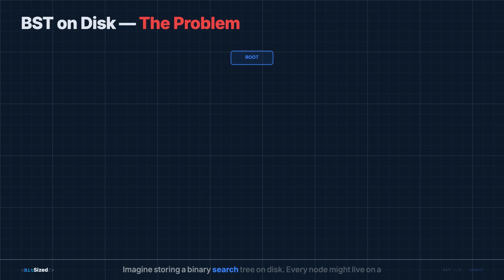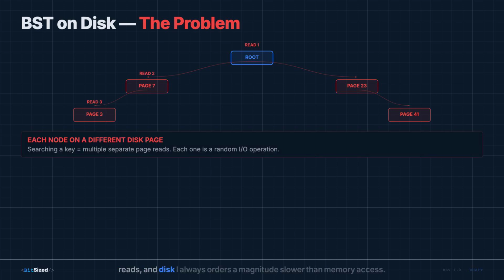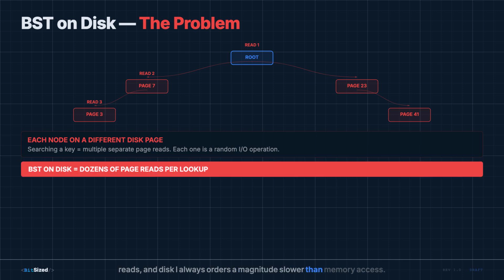Imagine storing a binary search tree on disk. Every node might live on a different disk page. Searching for a single key could require dozens of page reads, and disk I/O is orders of magnitude slower than memory access.